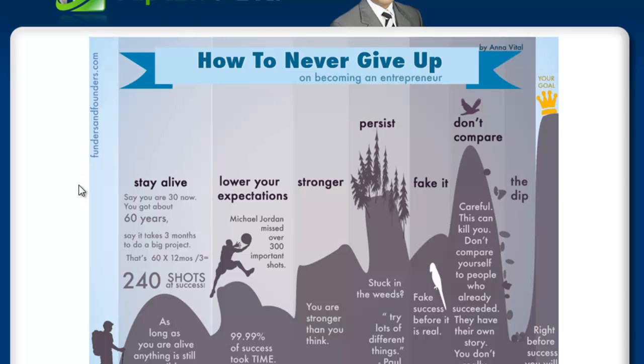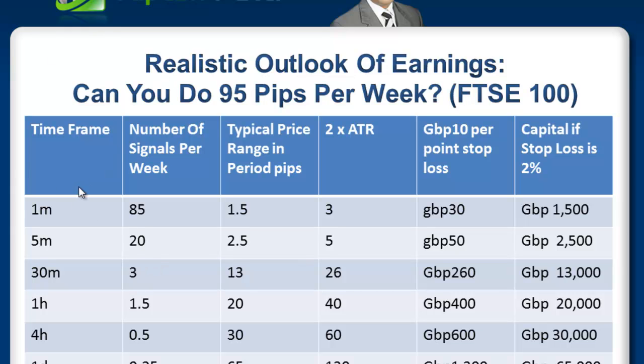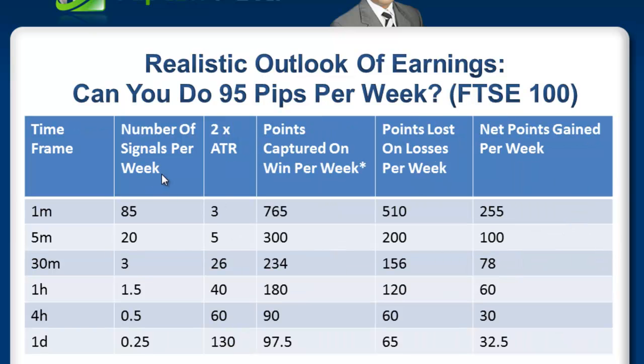But as I've already shown you, I want to just go back to the most important two charts. When you look at this time frame, 1 minute, the number of signals per week that you're getting on my buy and sell indicator, the typical range, which means that at £10 a point, the amount of capital that you need if you're risking 2%, the next step for you to calculate is how many points you would then be capturing when you win, how many when you lose, and what are the net points therefore gained.